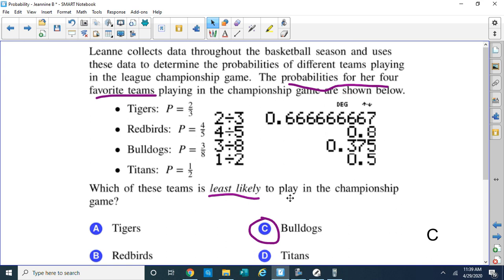And if you remember probability, we made a video on probability. The chance of something happening or not happening is between 0 and 1. So the closer you are to 0, the less likely it is to happen. So the one that's closest to 0 is 0.375.